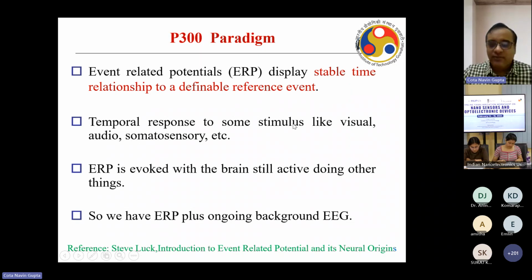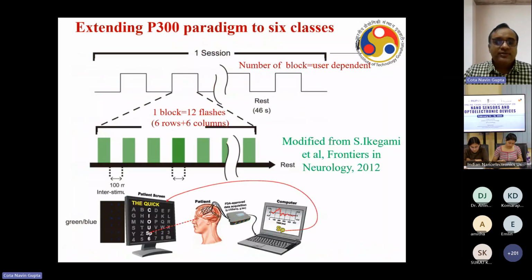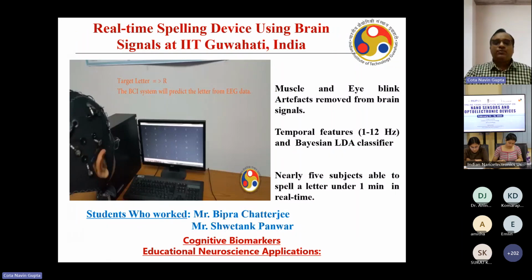It's a visual stimulus which we have shown to a subject wherein he spells a letter. This is the display time of that flash, and this is the time between two flashes, and you keep on recording your signals as these flashes go on. I'll roughly show you the experiment.